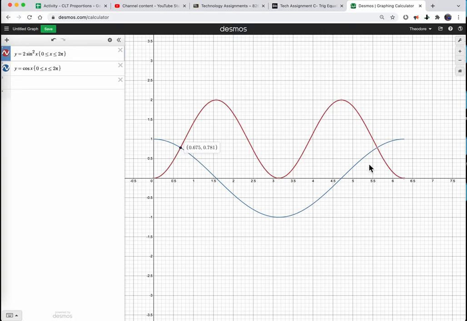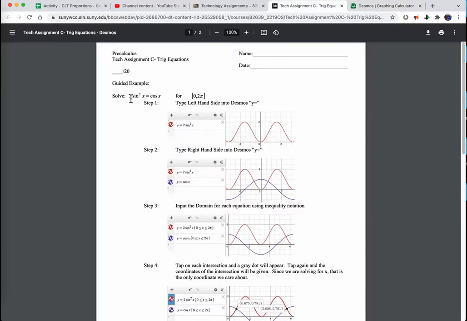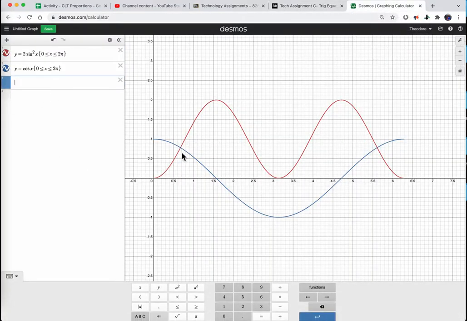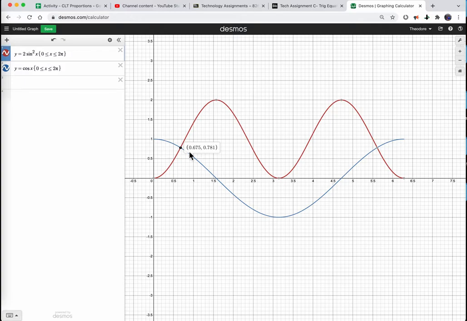Any intersections that you see would be solutions to the problem. We only care about the x values because if you look at your equation, you see it's 2 sine squared x equals cosine of x. There's no y in there. We introduced the y. So we only care about what the x values are. All right, so what we would do is identify those coordinates. You tap on it: 0.675, comma, 0.781. But you see when I click on it and then click elsewhere, it goes away. So click on it, take note of what that point is, and then type it in.